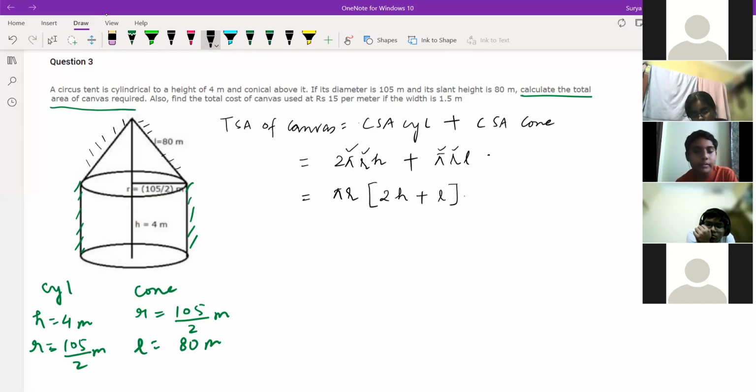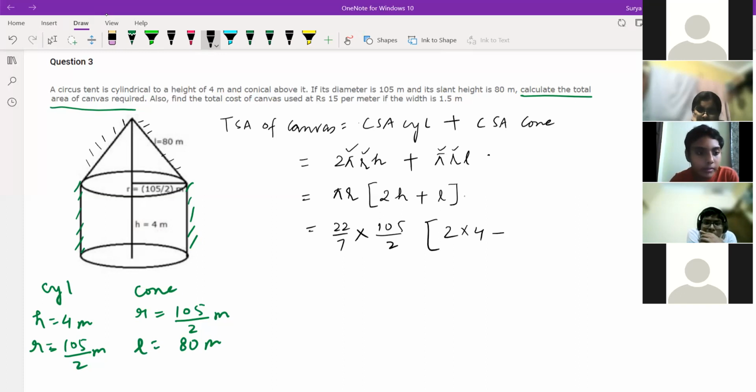Okay. So pi is 22 by 7. Radius is 105 divided by 2. In bracket we can write 2 into h of the cylinder. Remember children, h is the cylinder height. The cylinder height is 4, plus l is 80. Be careful when you are writing h and l. Don't put h for all of this, the cone and all. The h is the part of the cylinder, l is the part of the cone. Sometimes children will make mistakes here.